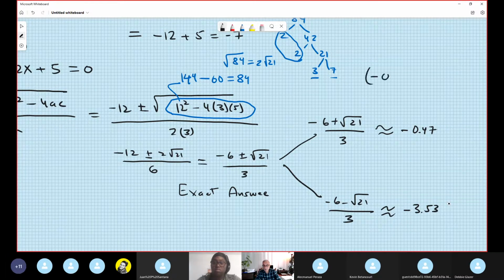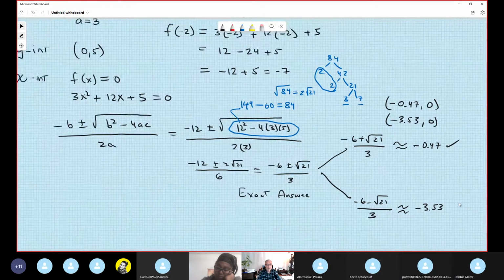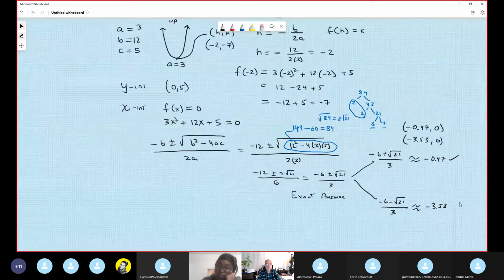Entonces, negative 0.47, 0 is this point. And this point is negative 3.53, 0.